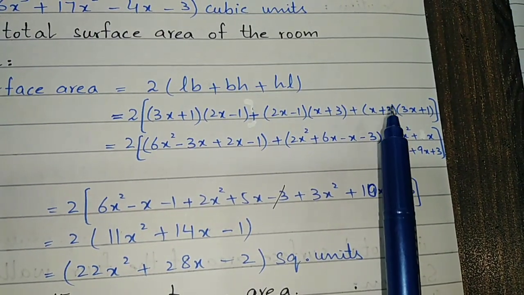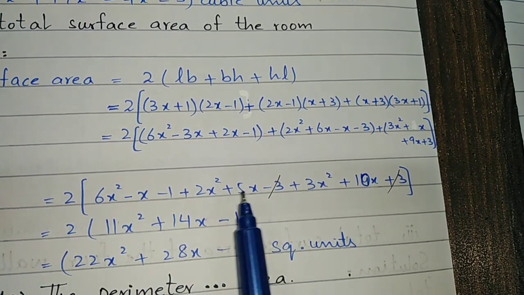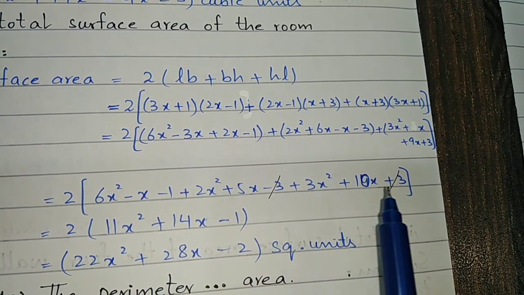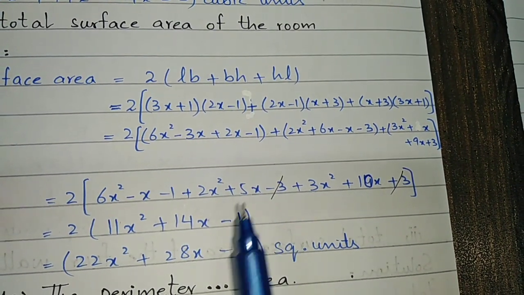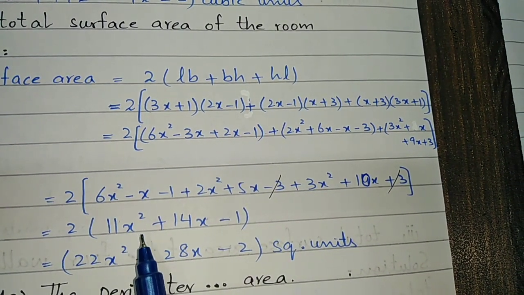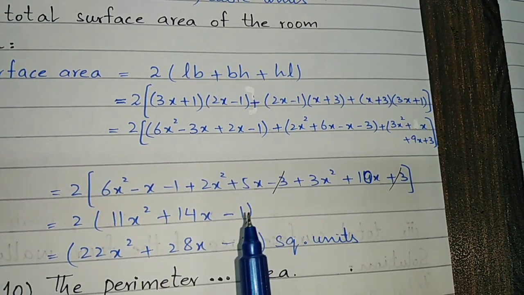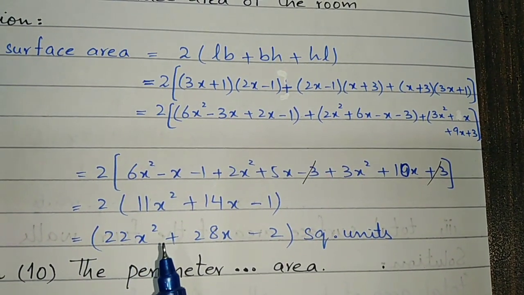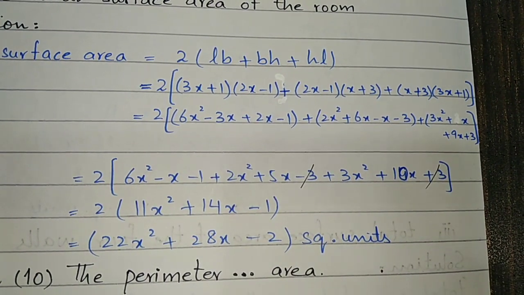After the multiplication of these terms, we will get 2 times (6x² − x − 1 + 2x² + 5x − 3 + 3x² + 10x + 3). The +3 is cancelled with this −3 and we will get 2 times (11x² + 14x − 1). Now you have to multiply 2 with the whole bracket and you will get your required answer, that is 22x² + 28x − 2 square units.